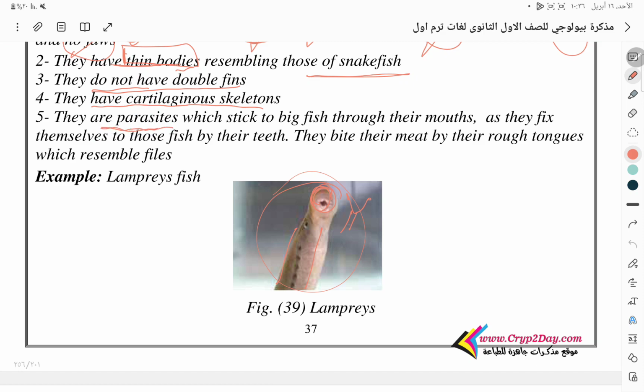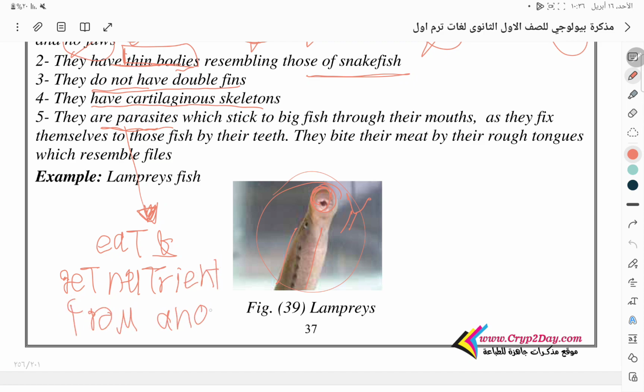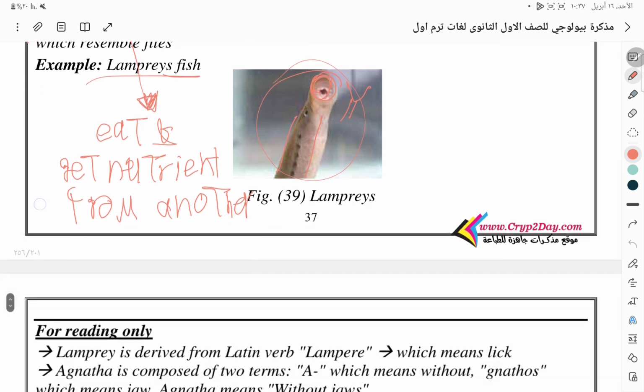They are parasites. What do I mean by parasite? They eat and get nutrients from another individual. They stick to bigger fish through their mouth and take the nutrients from this big fish. They fix themselves by teeth into this fish and bite it, then eat. Example: lamprey fish.